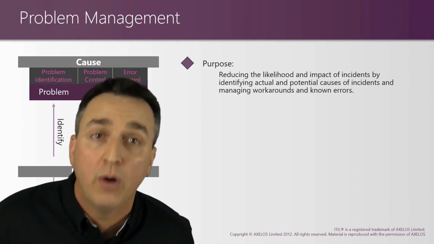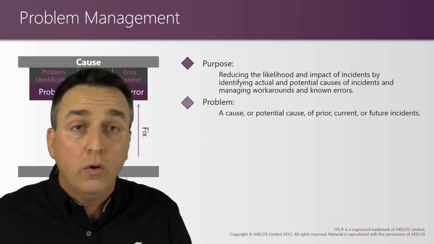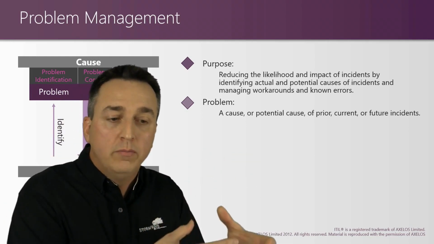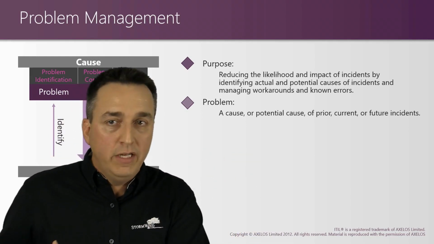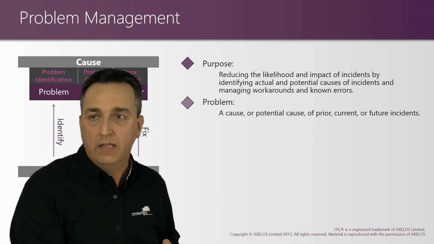and known errors. So what's a problem? A problem is a cause or potential cause of prior, current, or future incidents. So as you can see here, these are related to each other. And so if I have a problem, right, I may or may not have an incident. But if I have an incident, I 100% have a problem on my hands.